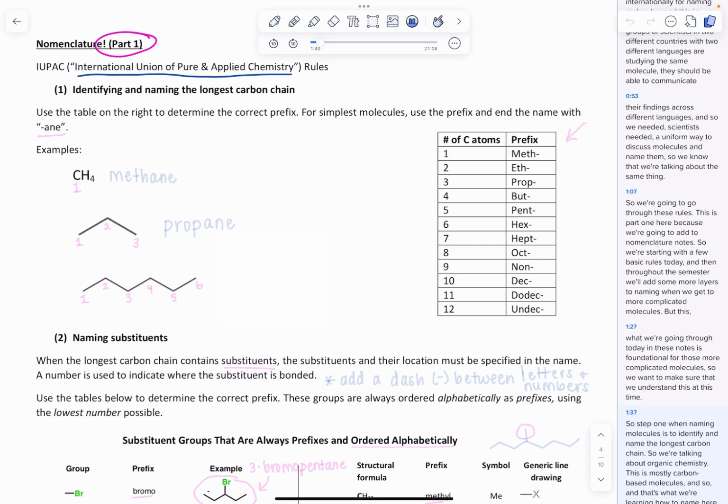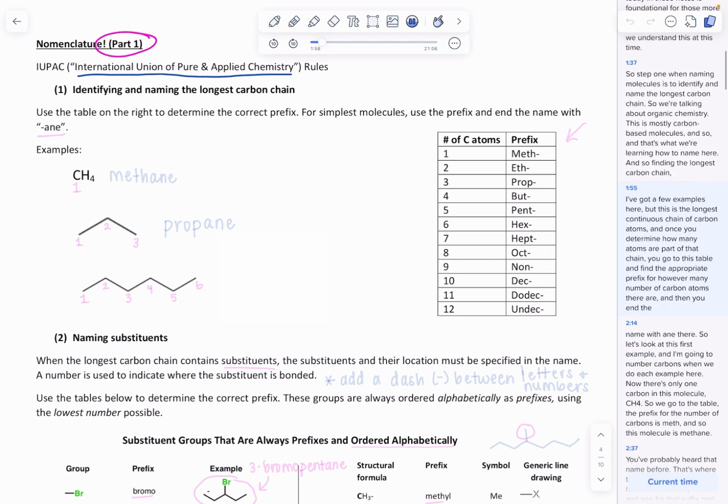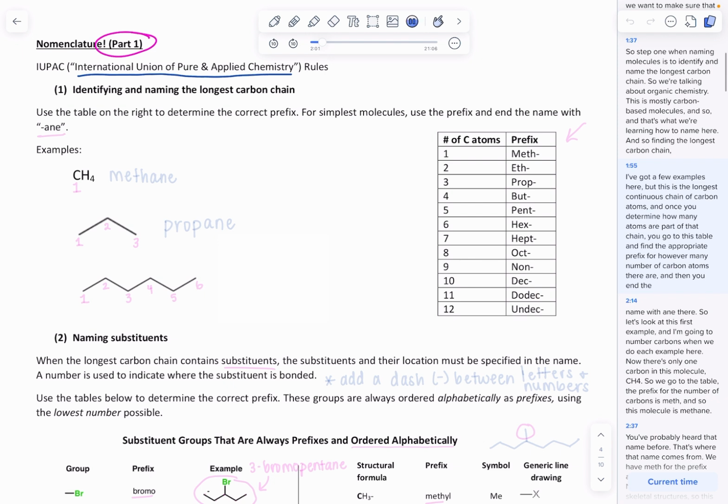So step 1 when naming molecules is to identify and name the longest carbon chain. So we're talking about organic chemistry. This is mostly carbon-based molecules. And that's what we're learning how to name here. And so finding the longest carbon chain, I've got a few examples here, but this is the longest continuous chain of carbon atoms. And once you determine how many atoms are part of that chain, you go to this table and find the appropriate prefix for however many number of carbon atoms there are. And then you end the name with "ane" there.